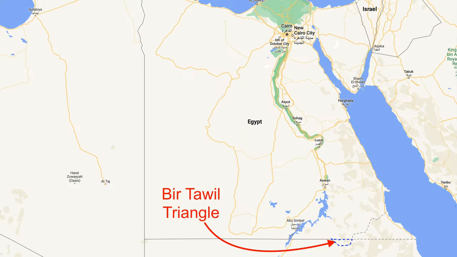For example, there's a small portion of land in southern Egypt that, due to some weird border anomaly and border dispute, is actually not claimed by anyone. So Egypt doesn't claim it, Sudan doesn't claim it, Ethiopia doesn't claim it. It's not claimed by anyone. So that's actually the one place on the entire planet, except for Antarctica, that's not claimed by any country.